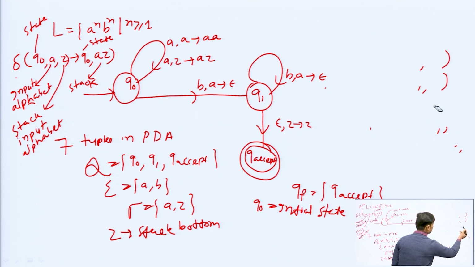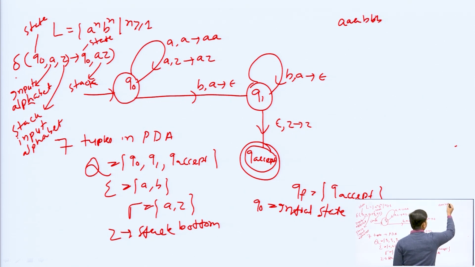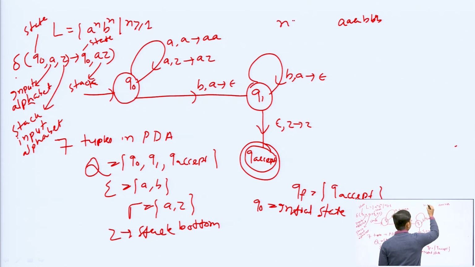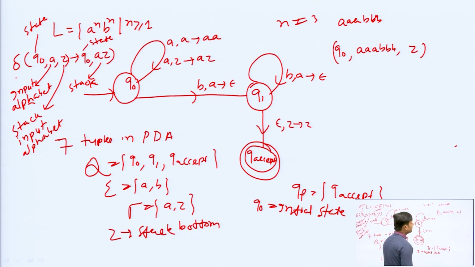So, we will take a string, suppose we take triple A, triple B as a string. How is this string accepted? Here we have to take the language generated by A^n B^n, when n equals 3, this is triple A, triple B. So, how is this accepted? Here we start with Q0, the input is AAABBB, and the stack is Z. This is Q0, input AAABBB, and stack Z.